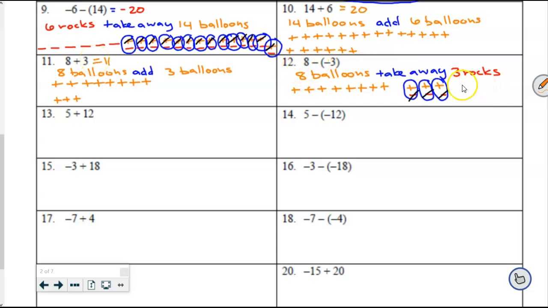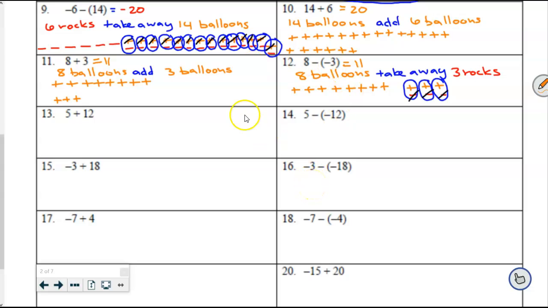8 balloons take away 3 rocks. Do we have any rocks to take away? Yes, in the 0 pairs, but we have to draw those 0 pairs before we can take them away. So once I draw those 0 pairs, then I can take away those rocks, and I see that I am left with 11 balloons. So again, different versions of the same problem.